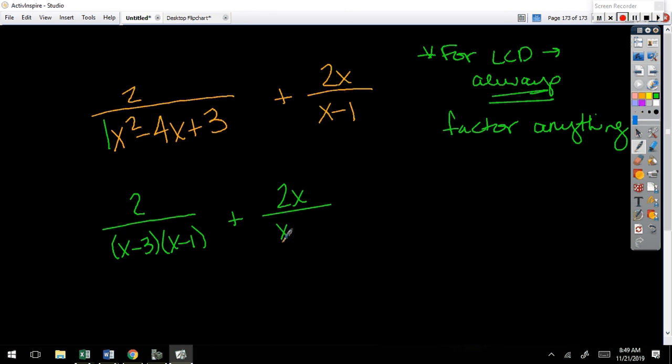Now look at these two fractions. What's the LCD? Exactly. The first one is good. Do we agree?